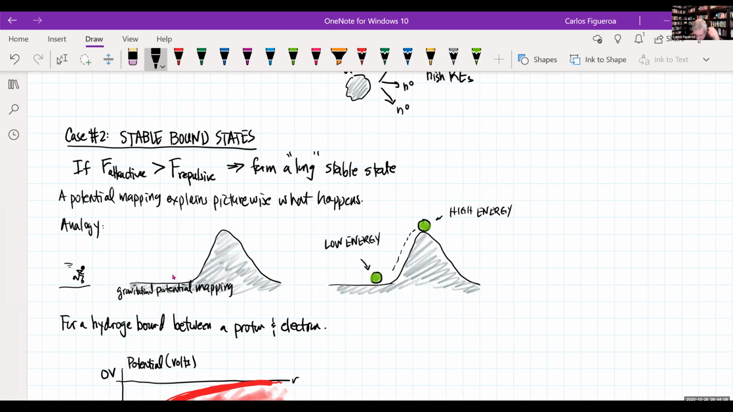And then the language is that if I want to take this object 1 to location 2 here, I know that if I really want to get it to the top, I need this amount of kinetic energy to get all the way up. And when I get all the way up to the top, this tells me how much gravitational potential energy I gained as I go from point 1 to point 2. So this potential mapping tells us when I have high energy, when I have low energy states in terms of potential. Now that becomes super important when you're trying to form bound states.